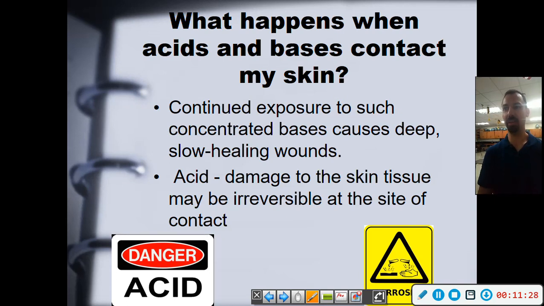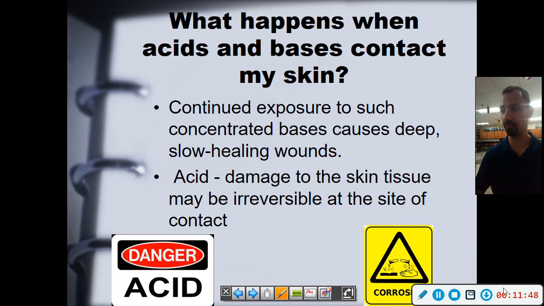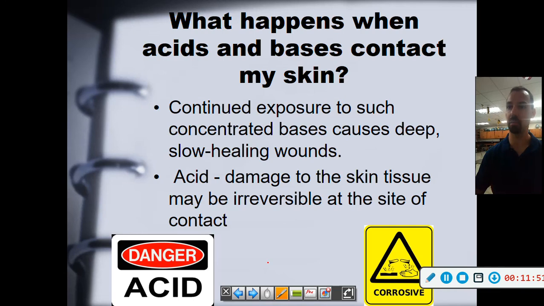Acids, on the other hand, will damage your skin immediately. Acids will react with your skin over a short period of time, and may be irreversible at the site of contact. So you'll see these danger acid corrosive signs. They're not joking. That stuff can burn through your skin pretty quickly. Some will eat away at your skin in seconds. Hydrofluoric acid, as an example, actually goes through bone also. So you would need something to neutralize that immediately if you ever worked with that. Obviously you can't get that in a school, but it's dangerous stuff to work with.